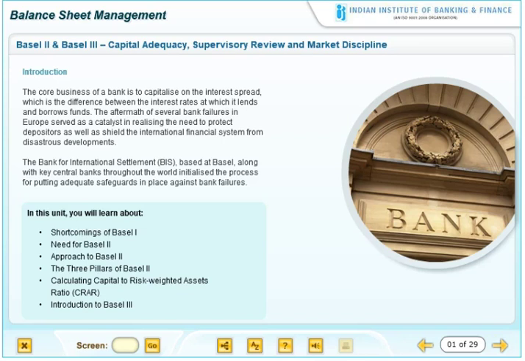In this unit, you will learn about shortcomings of Basel I, need for Basel II, approach to Basel II, the three pillars of Basel II, calculating capital to risk-weighted assets ratio, CRAR, introduction to Basel III.